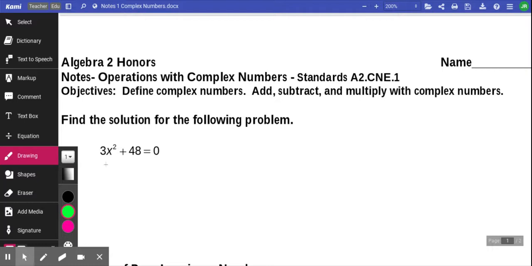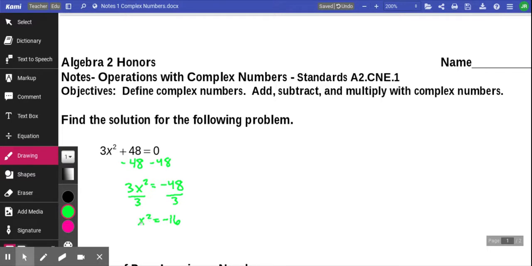So if I were to try to solve this quadratic equation, to solve for a variable means to get that variable by itself, I would first undo the plus 48 by subtracting 48 on both sides, and this would get me to 3x squared is equal to negative 48. Then I would undo my multiplication by dividing both sides by 3, and I would get x squared is equal to negative 16.